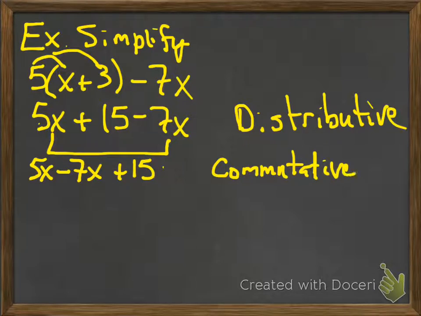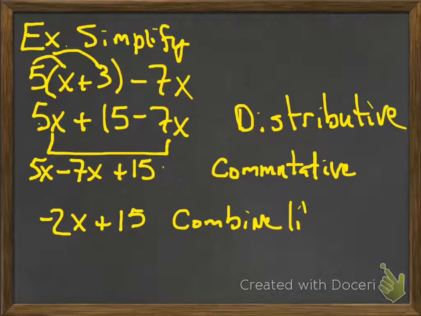Then I can do technically the associative property, but we'll call this combining like terms, which means I'm putting those x's together as one group, and when I do that I can combine them. 5 minus 7 is negative 2x plus 15. So I did that by combining like terms, which we might also say is the associative property. So what you can see here is that I have simplified the expression, and I demonstrated what steps I used, and I even told you what steps I had to use.